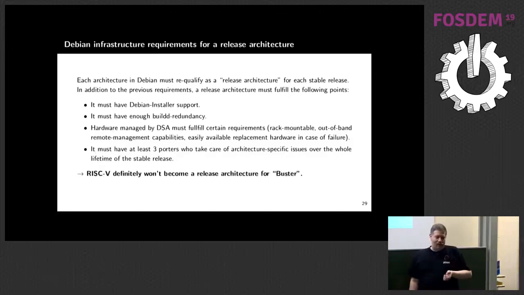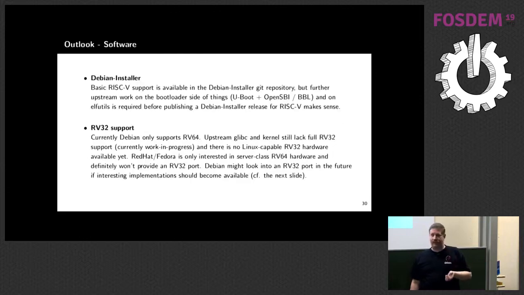The Debian installer support is work in progress. It's possible to build a Debian installer for RISC-V from Debian installer Git, but it's not really usable yet. We have two issues that are still being worked on. One is that we have problems with elfutils. Somebody is working on those. That's the last big blocker to get the Debian installer released.